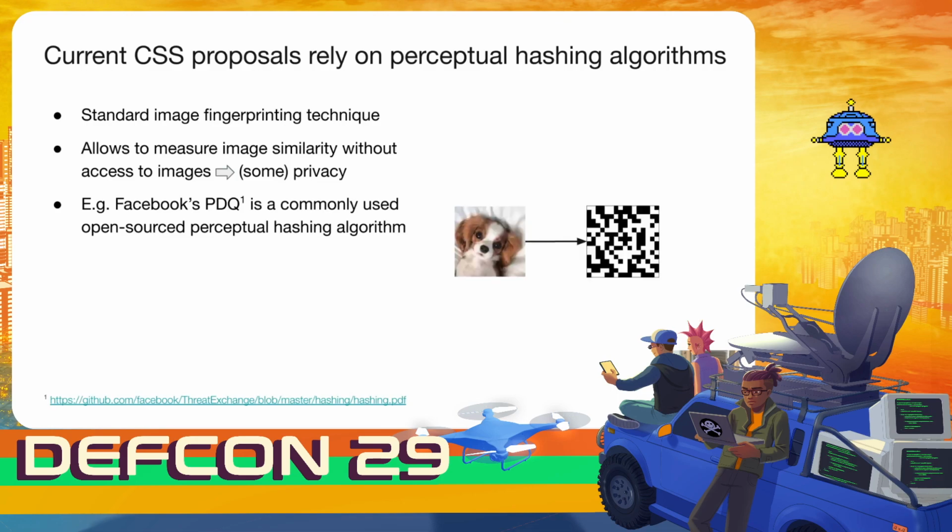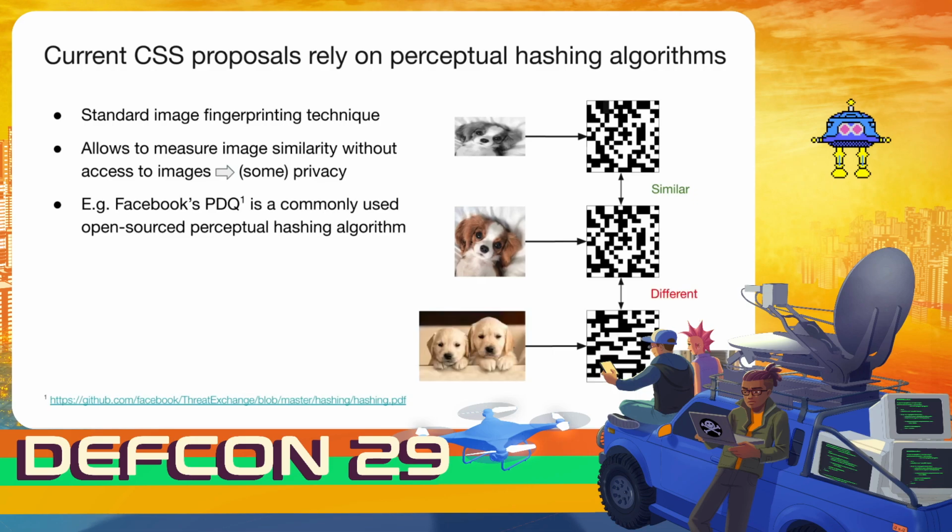So for example, the way perceptual hashing algorithms work is that you have this image, and the algorithm will produce a fingerprint. Now let's say I modify this image with standard transformations like resizing it, grayscaling it, or changing color. This would result in a fingerprint which would be very similar to, or the same as, the original fingerprint. But if there was a completely different image, then that would result in a completely different fingerprint. And Facebook's PDQ is one of the commonly used open source perceptual hashing algorithms.